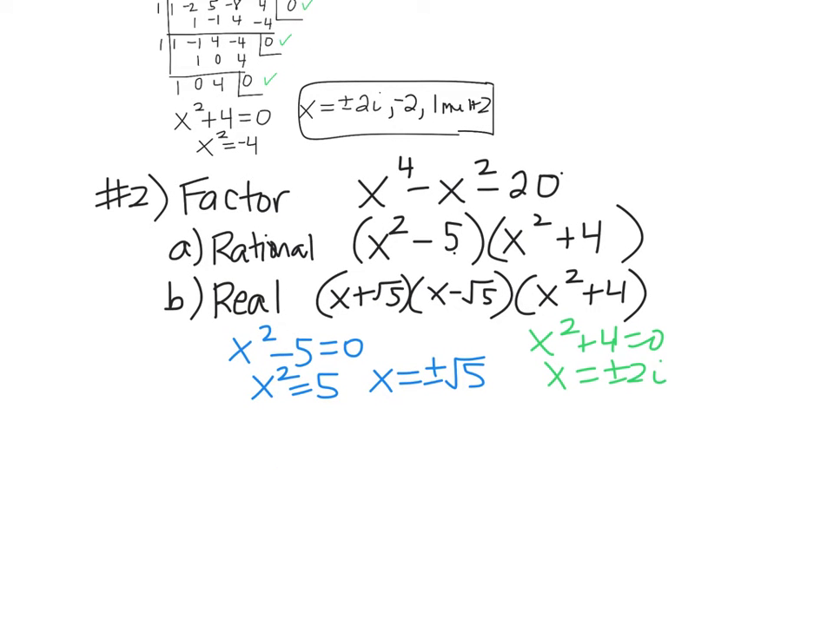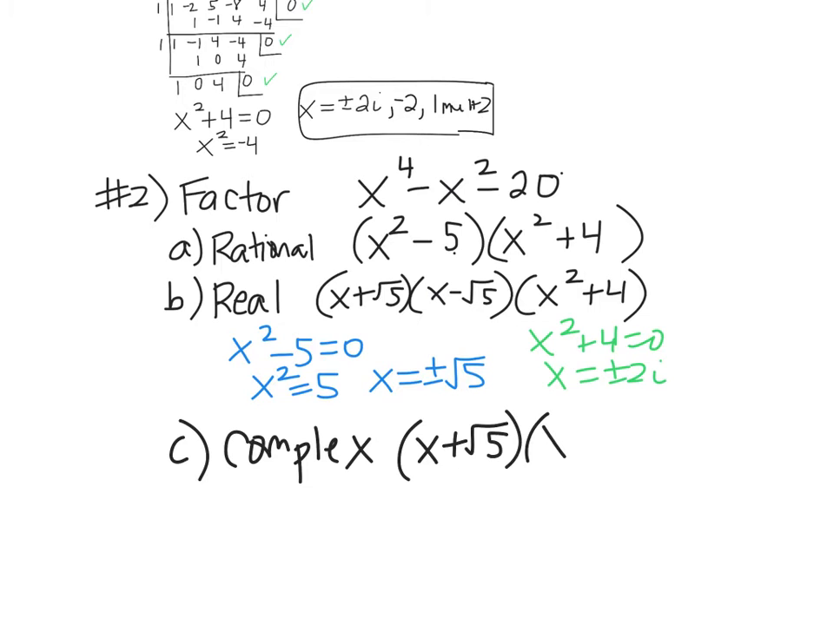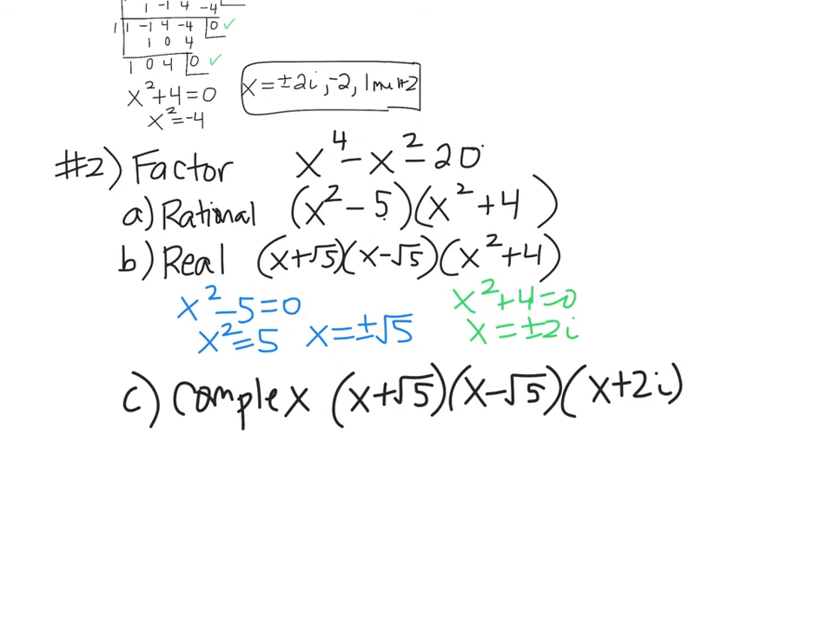Okay. And then finally, we're going to factor this over the complex numbers. And so to factor over the complex numbers, we still have x plus rad 5 and x minus rad 5. And then I'm going to take this x squared plus 4, and I'm going to write it into its two factors, which would be x plus 2i and x minus 2i.